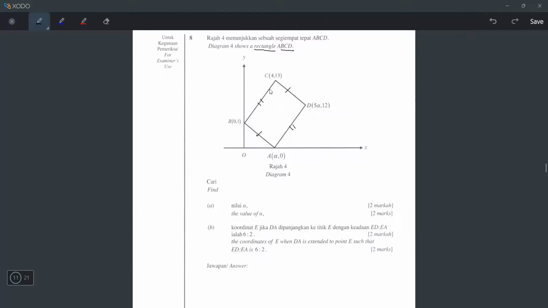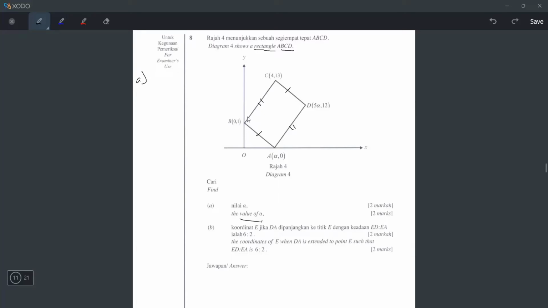Okay, and what else? What are the properties of a rectangle? The midpoint will be the same. But that one, only if it's needed will I use the formula. Okay, so find A, the value of A. Find the value of A. So how to find? Okay, let's see.